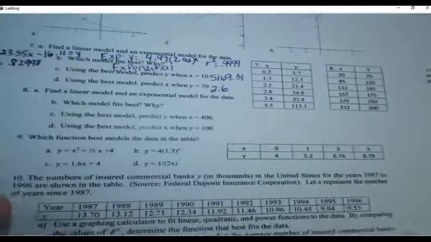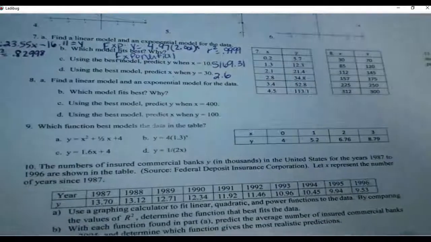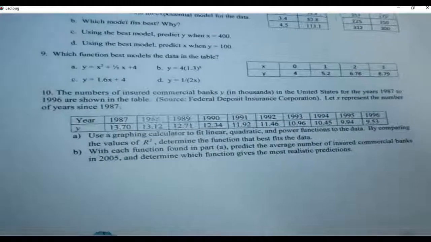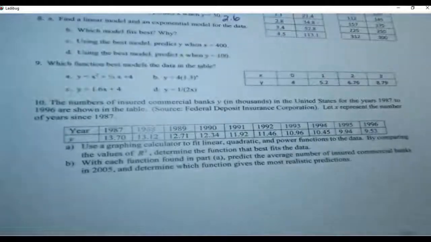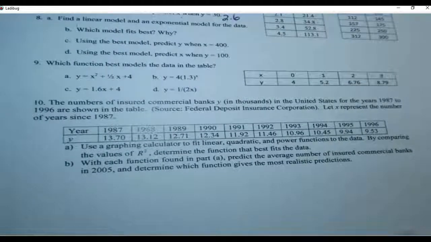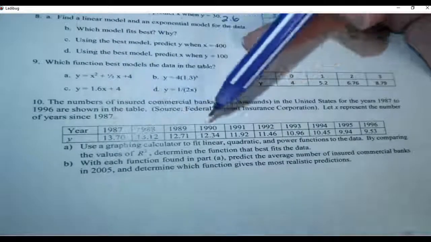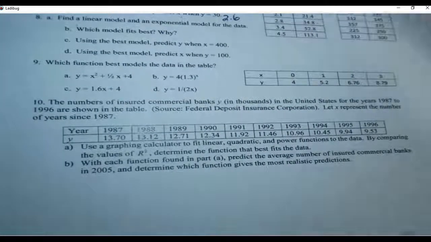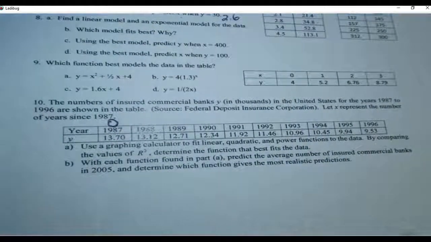Alright, let's do one more. Let's look at number 10. So down here, number 10, we've got the number of insured commercial banks, which is our Y in thousands, in the United States for the years 1987 to 1996 are shown in the table. Let X represent the number of years since 1987. So it's telling me these years are the years since 1987. So 1987 is our starting year. So that's our year 0.